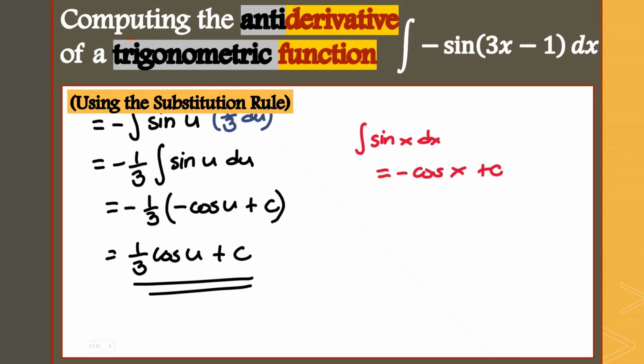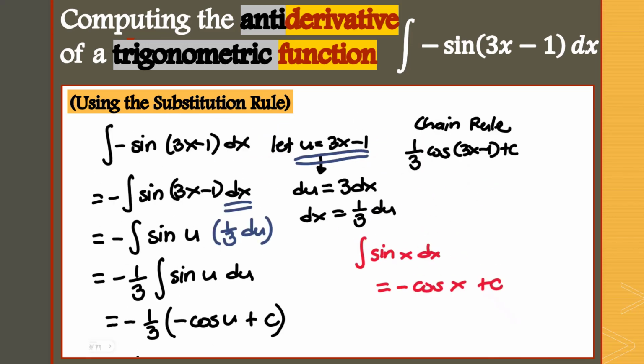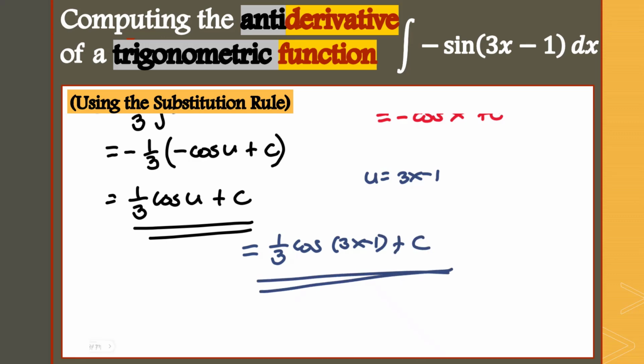But since u is not originally given, going back here, u is actually 3x minus 1. Using that, let us have here the final answer, 1/3 of cosine of u, which is 3x minus 1, plus c. This is then the final answer.